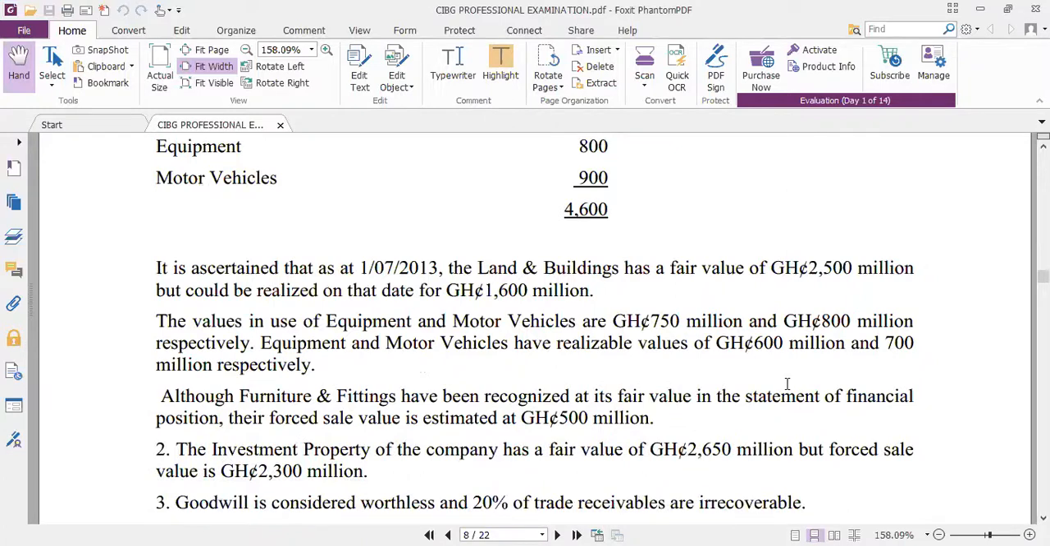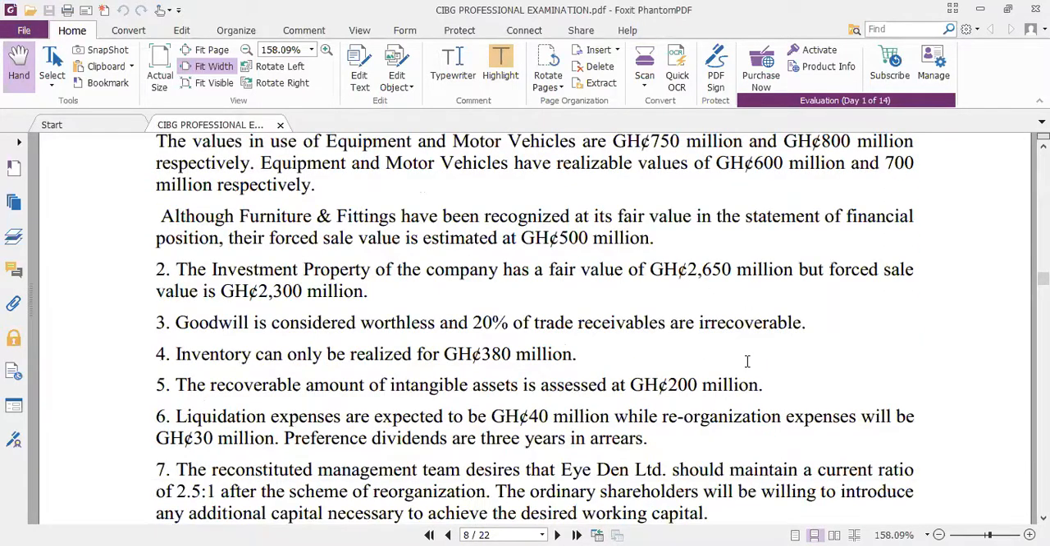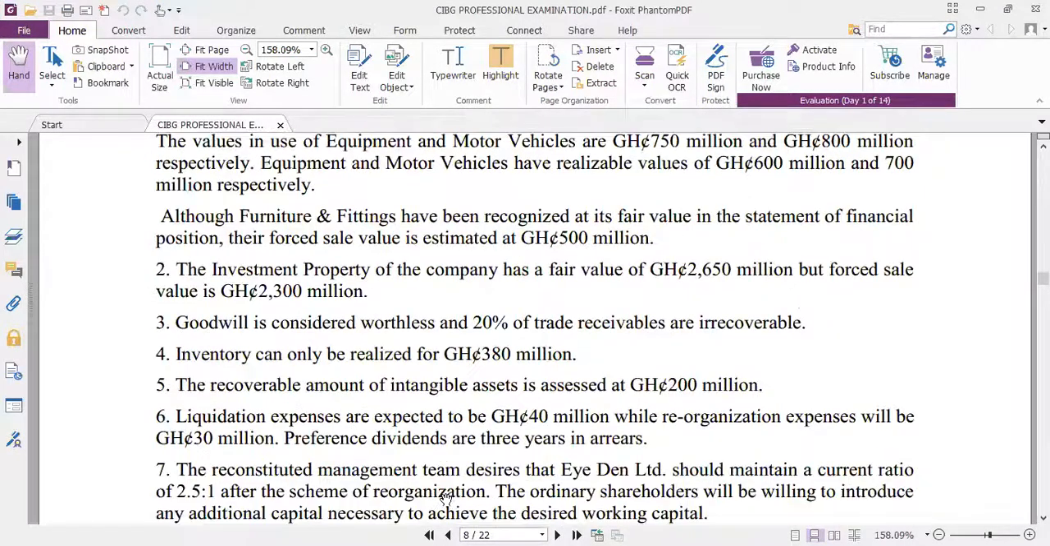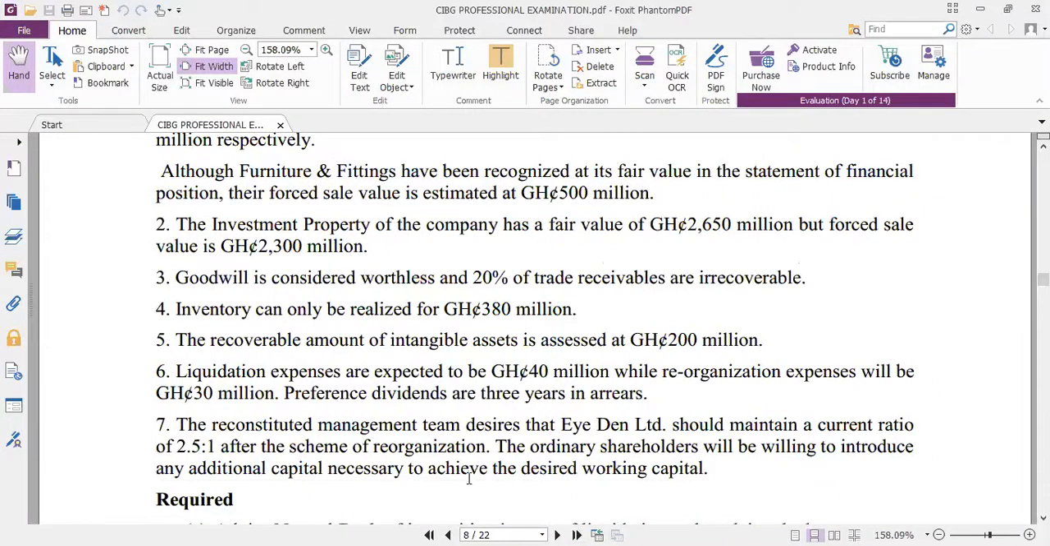Now beneath it, they are giving us fair values and then the reserve value of the building. It's stated as at 1st July. In fact, for capital reduction, if you want to save time, you can just go straight to the point, because there's a technique that you can use without going through all this.